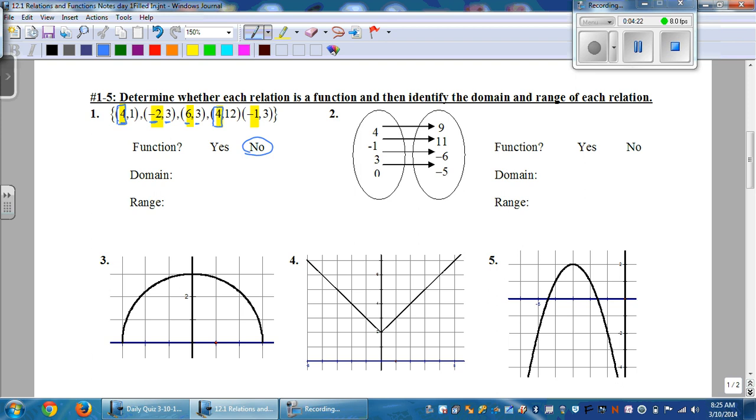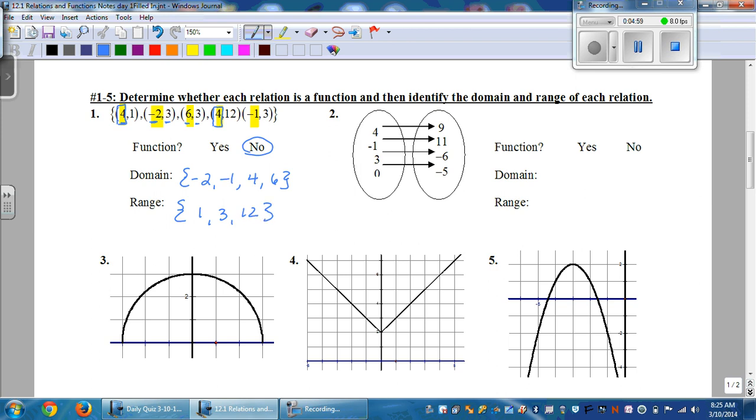Now, if all the x values were different, you'd be fine because the y value just depends on the x, so you're okay. The domain is the set of all x's. So when I look at it, you got to write them in ascending order. So we got -2, -1, 4, and 6. I don't need to repeat the 4 twice because it's already there in my set. The range is the set of y values. So go in ascending order again. You got 1, you have 3, and you have 12.